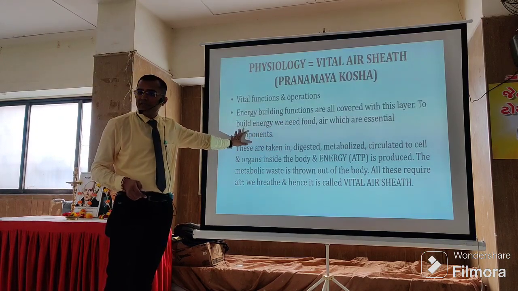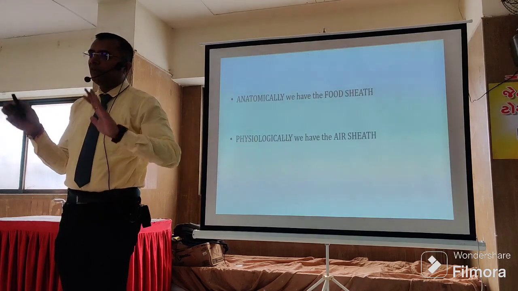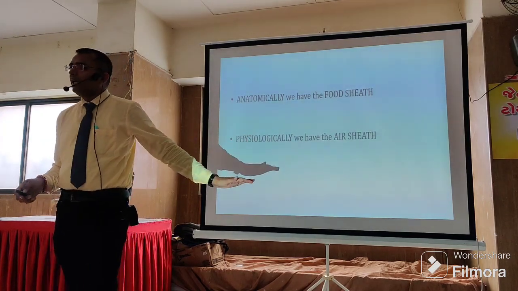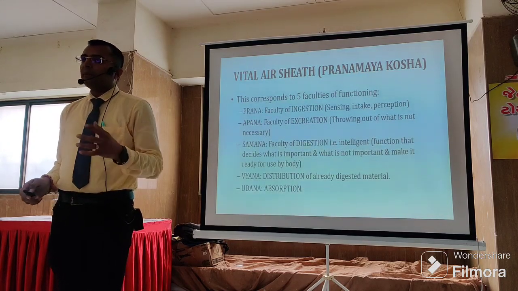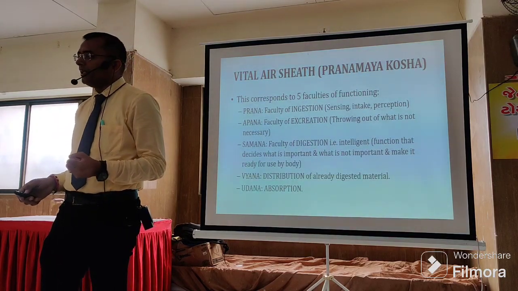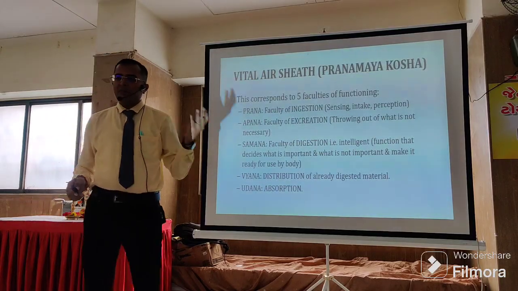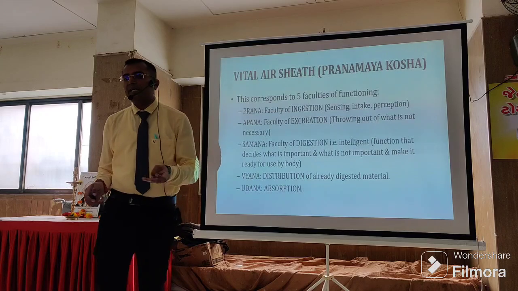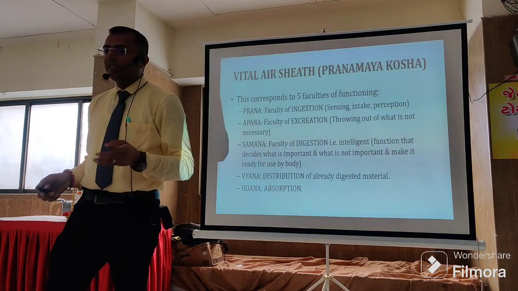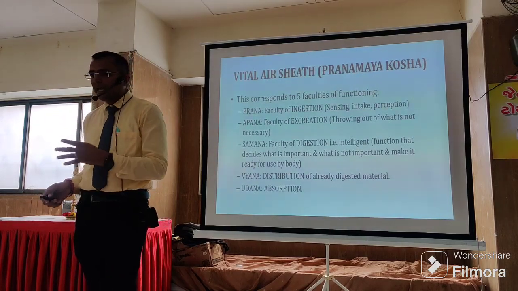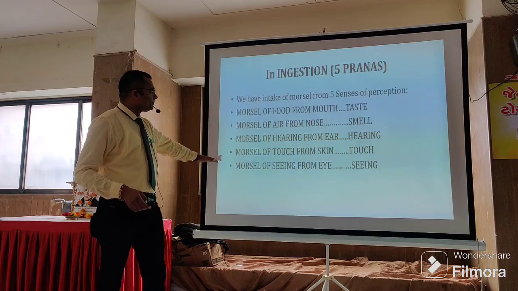Before that, what was the thing? So first, we have to understand anatomically we have the food sheath, physiologically we have the air sheath. The pranamaya kosha. So pranamaya kosha is composed of the 5 faculties of functioning. You cannot see that, but you can feel that. That is called prana, the faculty of ingestion, apana, the faculty of excretion, samana, the faculty of digestion, vyana, the distribution of already digested food, and udana is absorption. So this is the vital air sheath.